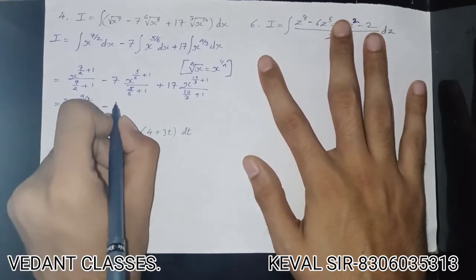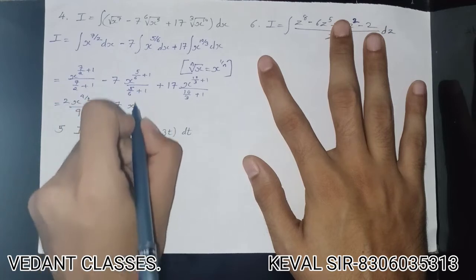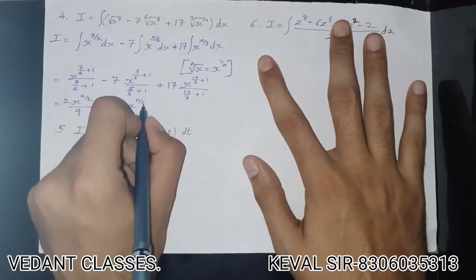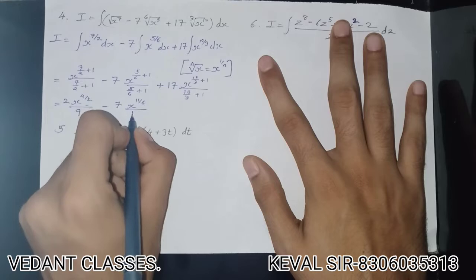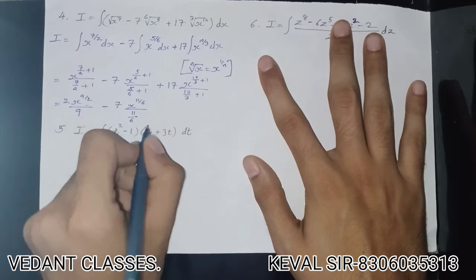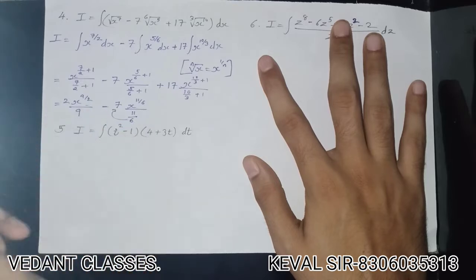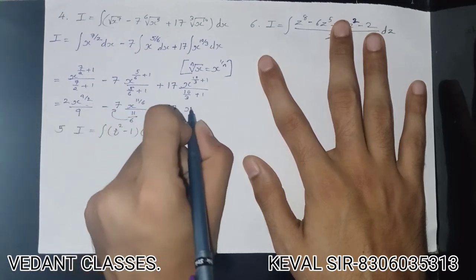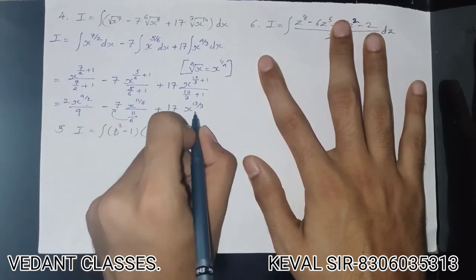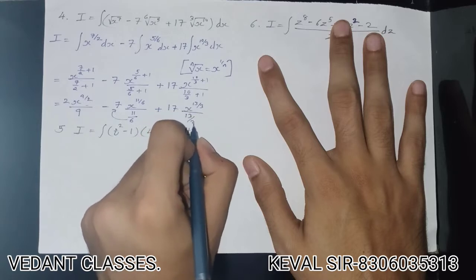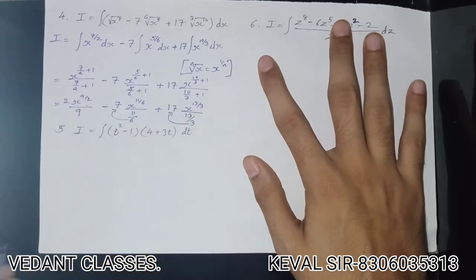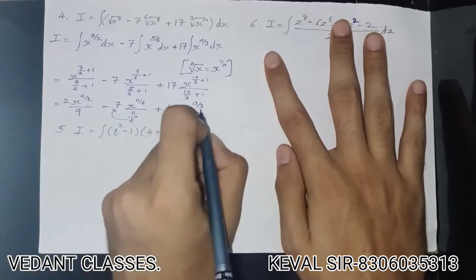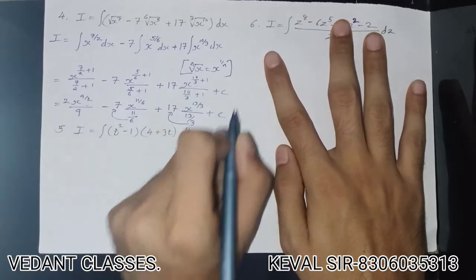Now see, this will be 7 x raised to 11 by 6 upon 11 by 6. Okay, we need to take it in the numerator. So this will be 17 x raised to 13 by 3 upon 13 by 3, taking this 3 in the numerator. Okay, so this is how you can solve, and then write plus c.